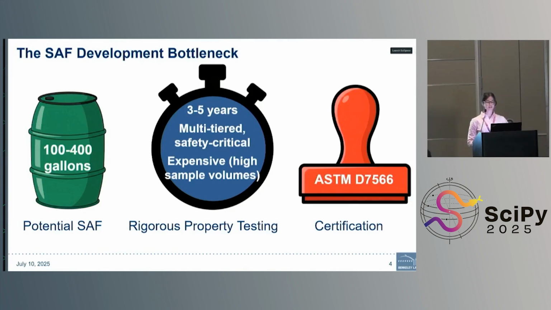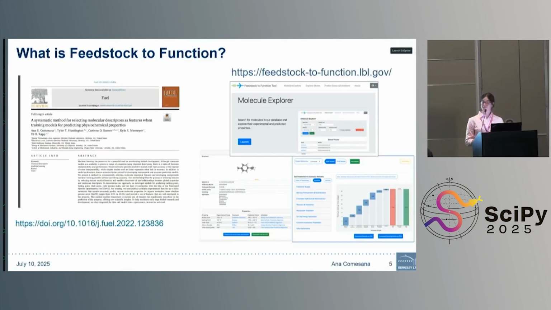To help with that, we set out to develop a way to estimate fuel properties much earlier in the process, using minimal material and no large-scale testing at all. That led to Feedstock to Function, a web-based tool designed to support early-stage SAF development. As a first pass, a couple of years ago, we set out to predict properties of molecules using molecular descriptors, things like carbon counts or topological features. We used those to predict the boiling point, flash point, melting point, net heat of combustion, and yield sooting index of molecules. And that worked pretty well.